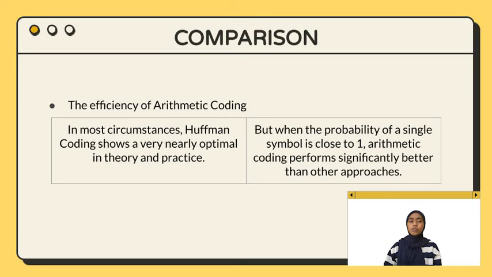Another significant benefit of arithmetic coding is its efficiency. In the sense of encoding with the shortest average code length, arithmetic coding is optimal in theory and nearly so in practice. Because Huffman coding is also near the optimal in these circumstances, the optimality is often less relevant than it appears. However, when the probability of a single symbol is close to 1, arithmetic coding performs significantly better than other approaches. Highly skewed probabilities are common in bilevel, which is black and white, image coding, and they can also occur when a multi-symbol alphabet is decomposed into a series of binary options.